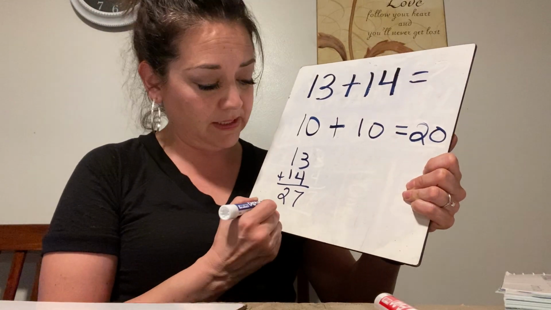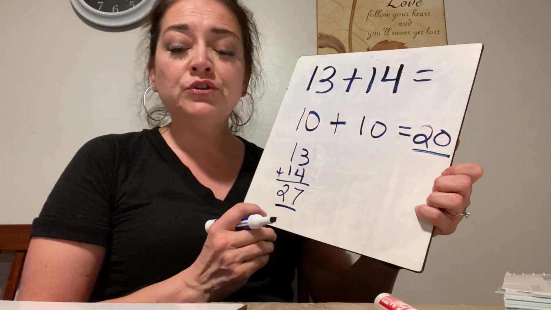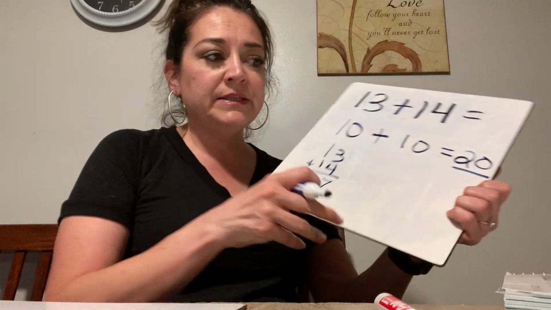Not too bad. 27 is pretty close to 20. So rounding numbers is an easy way to do addition. It's not completely accurate. It's an estimation. So estimating is a good guess. Okay?